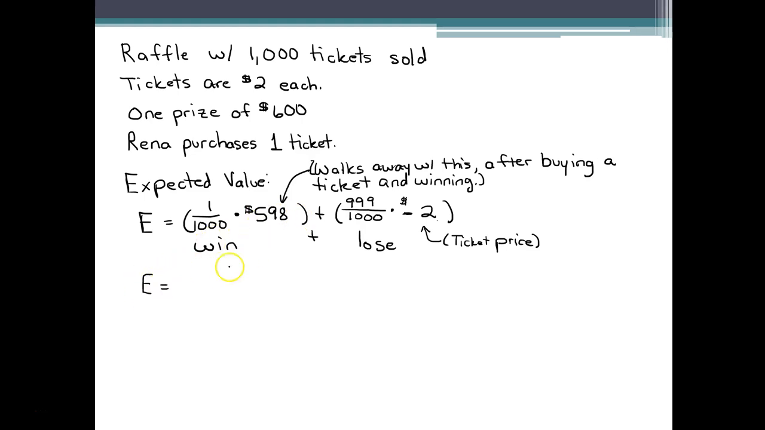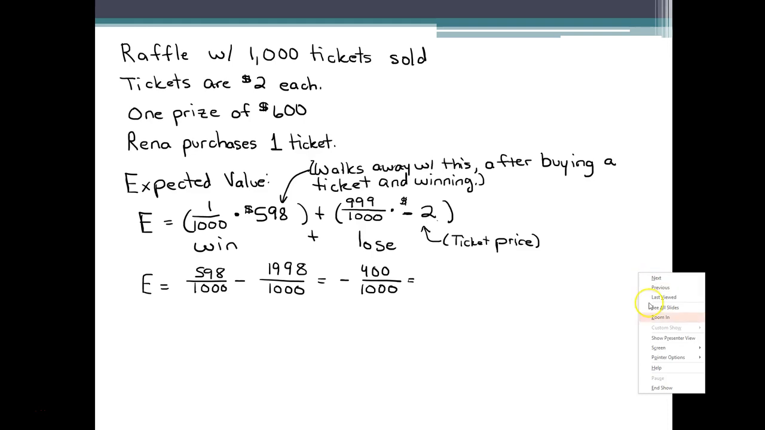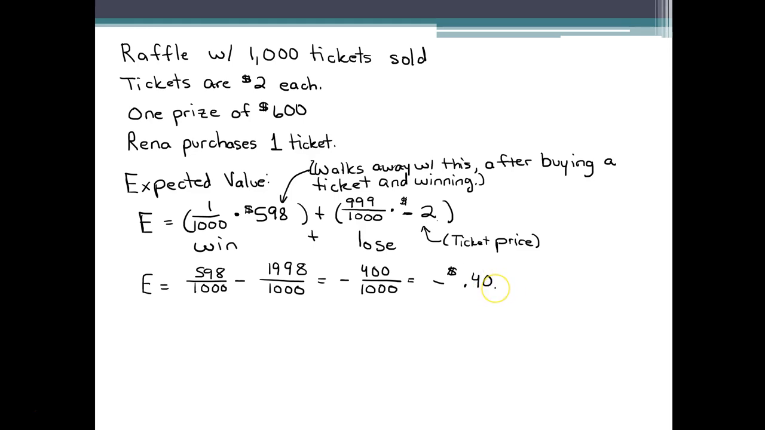All right, so expectation, you have 598 over 1,000 minus 1998 over 1,000. This is going to give you -400 over 1,000. Let me erase that little mark because it almost looks like I was about to write a 0 there. I didn't mean to. There we go. Which in terms of money, because remember this is in terms of money with ticket prices and winnings, is -40 cents. Not a real great game for her to play.